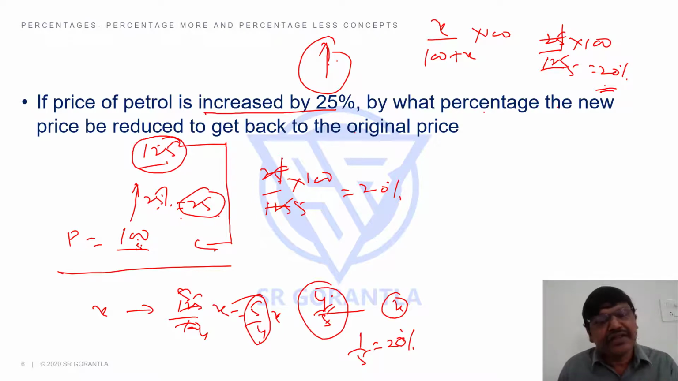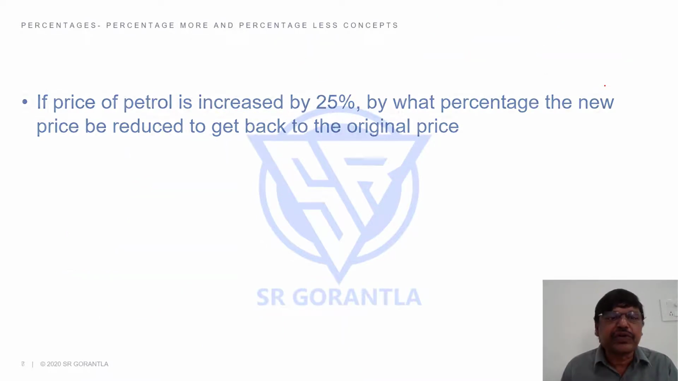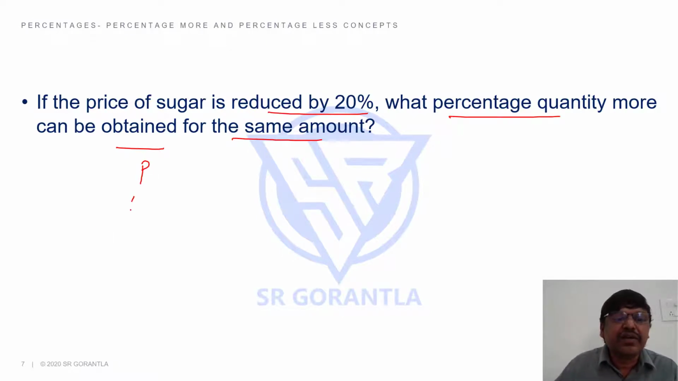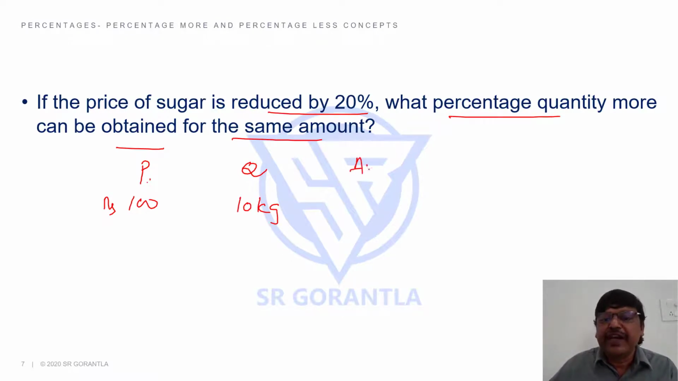There is another way you can ask the same question, students. How? Let me show you. If the price of sugar is reduced by 20%, by what percent the quantity more can be obtained for the same amount? Again, first let me explain you by an example. Let us say price of sugar is 100 rupees. Price is rupees 100 per kilogram. Let's say I buy 10 kilograms. So what is the amount I am spending?